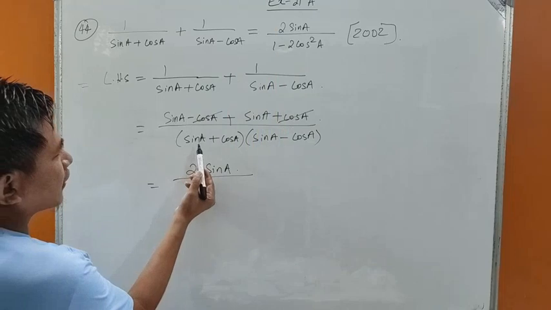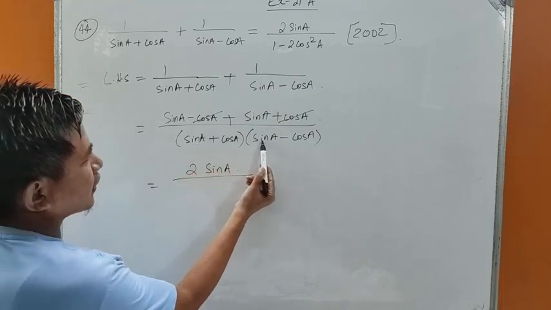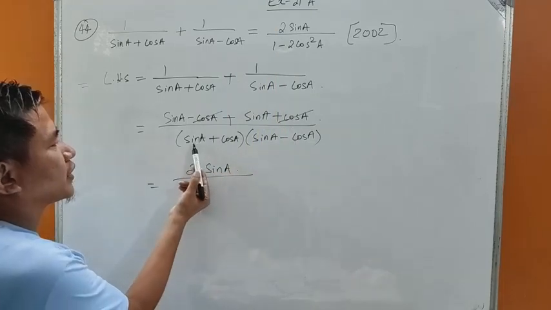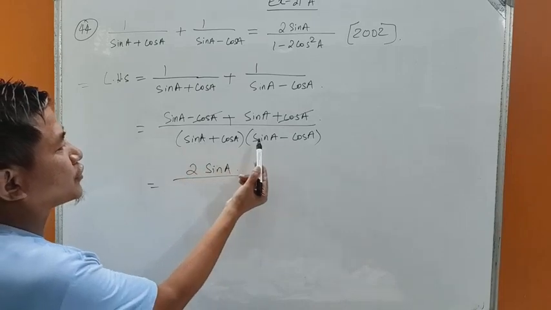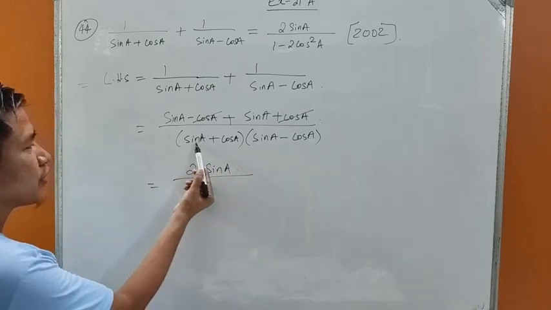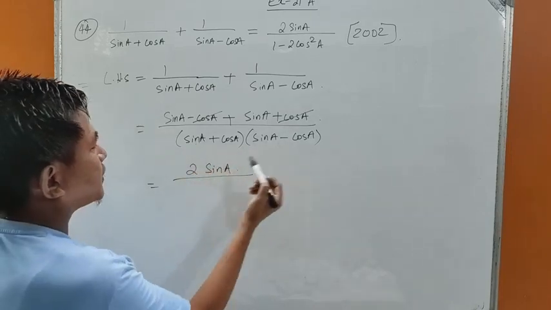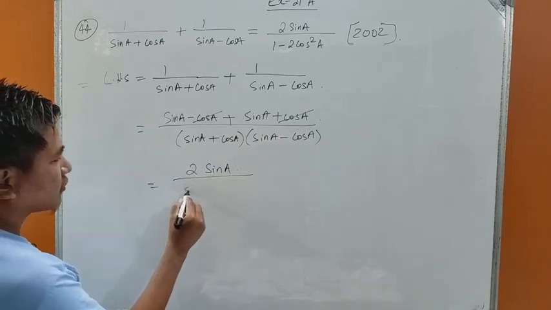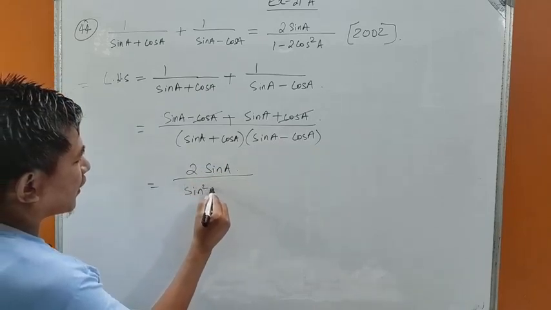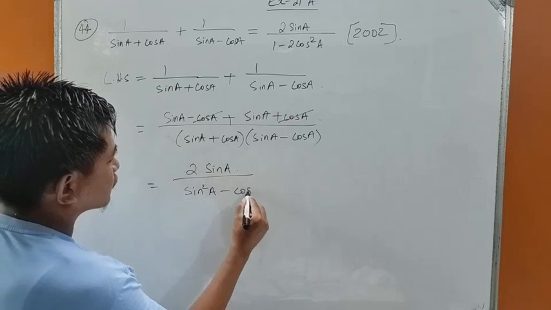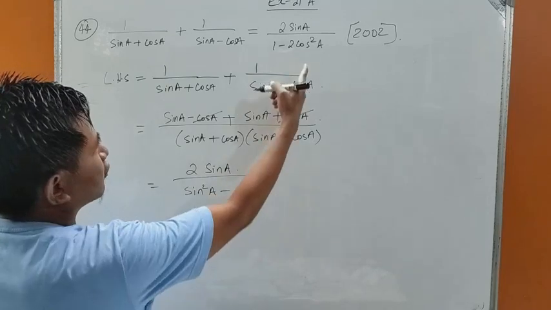So in the denominator we have sin A plus cos A into sin A minus cos A. This can be assumed as A plus B into A minus B, isn't it? So A plus B into A minus B means A square minus B square. So sin square A minus B square is cos square A. Now we need cos square, isn't it?